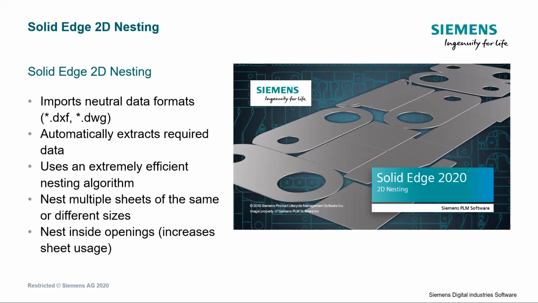Now, the results of this nesting can be exported as a .dwg file for most of the laser cut or water cut machines, or can even be exported to our CAM solutions, which can help generate the required tool paths. So this is how Solid Edge manufacturing solutions help in terms of manufacturing. Back to you, Shekhar.